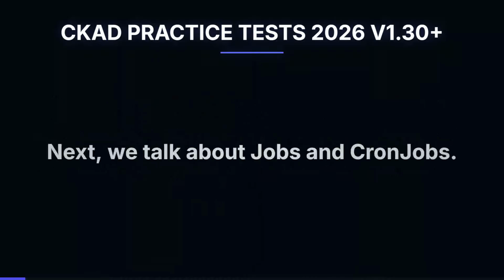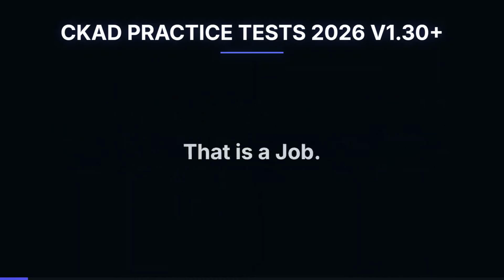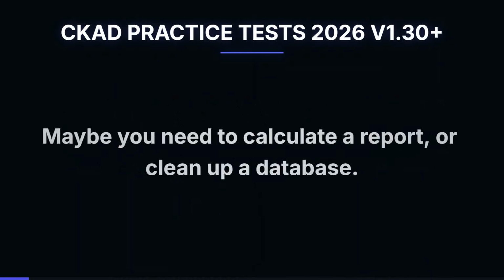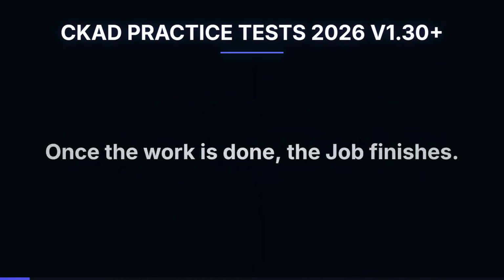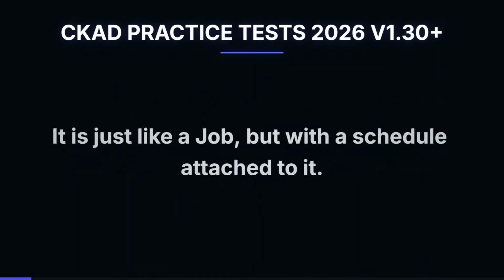Next, we talk about jobs and cron jobs. A normal pod runs forever, like a web server. But sometimes, you just want to do one thing and stop. That is a job. Maybe you need to calculate a report, or clean up a database. Once the work is done, the job finishes. If you need to do that work every night at midnight, you use a cron job. It is just like a job, but with a schedule attached to it.